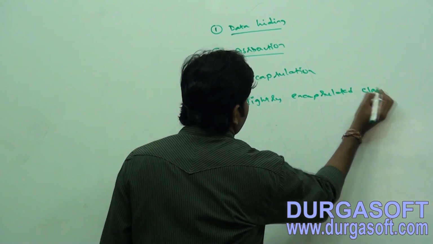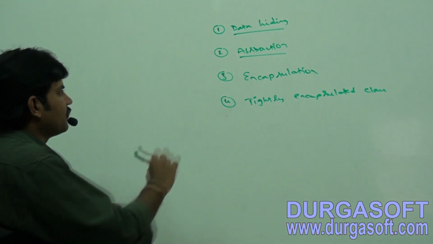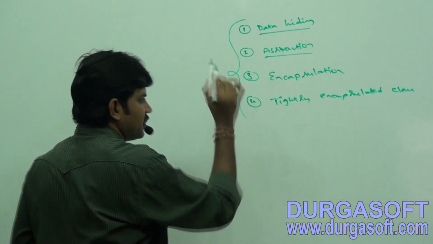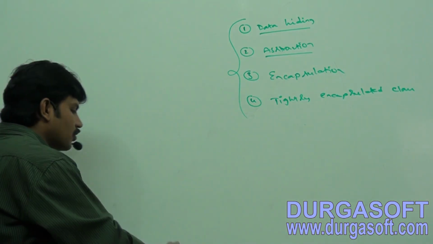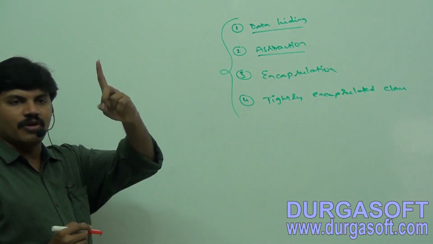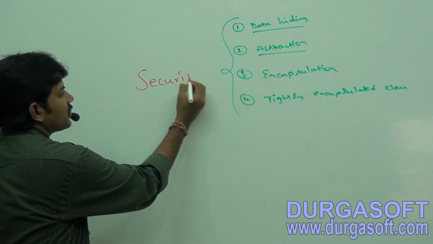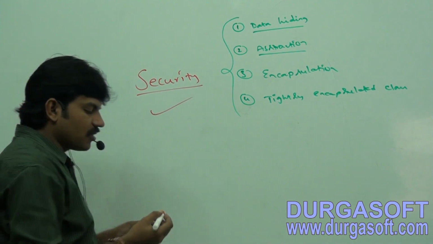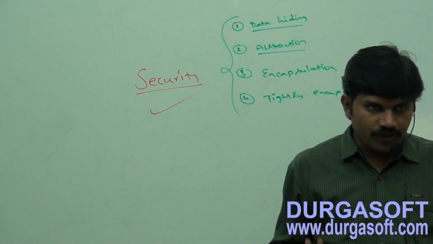Tightly encapsulated class is nothing but, you know, all these four things I can consider as module 1. All these things talk about only one word. What is that word? Security. Are you getting it right? These things talk about only one word, which is nothing but security, right? So up to this, it's very clear for you people.